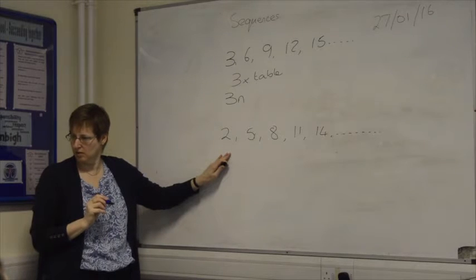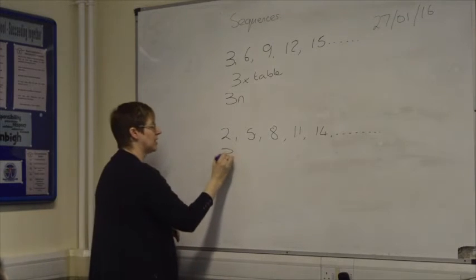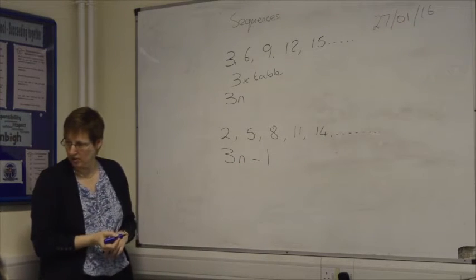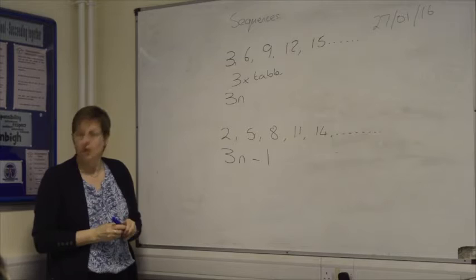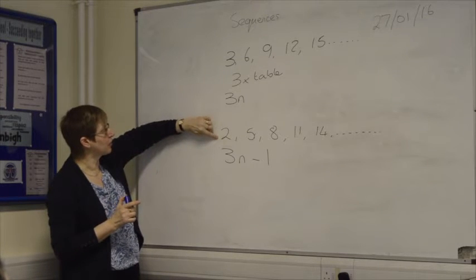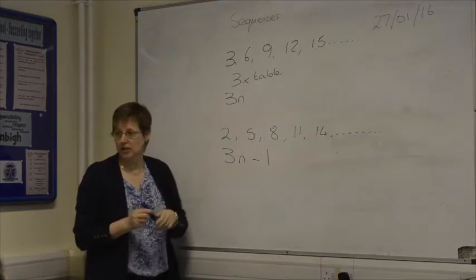Would you do 3n minus 1? Brilliant. 3n minus 1. Can you explain why? Because you're going down a number. Right, yes. Still adding 3. Excellent. I've gone down a number from the 3, but I'm still adding 3 each time.